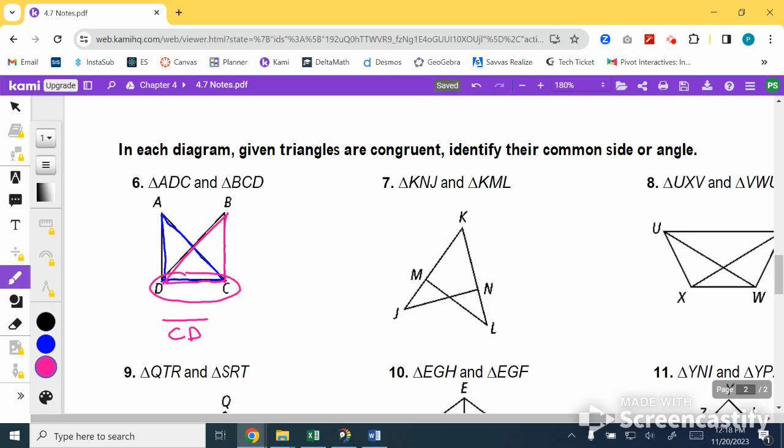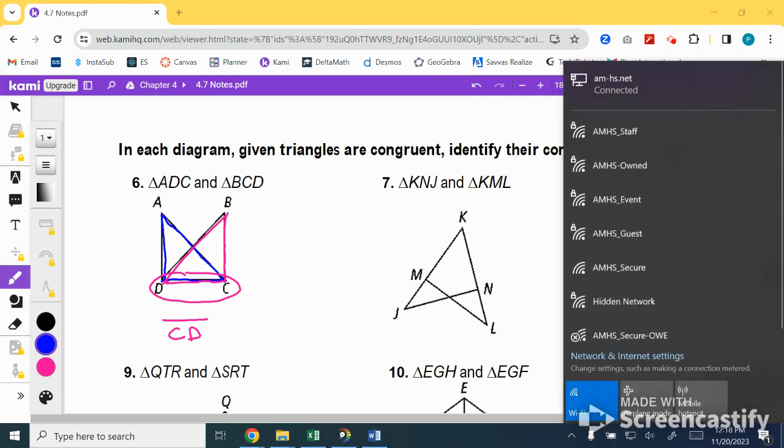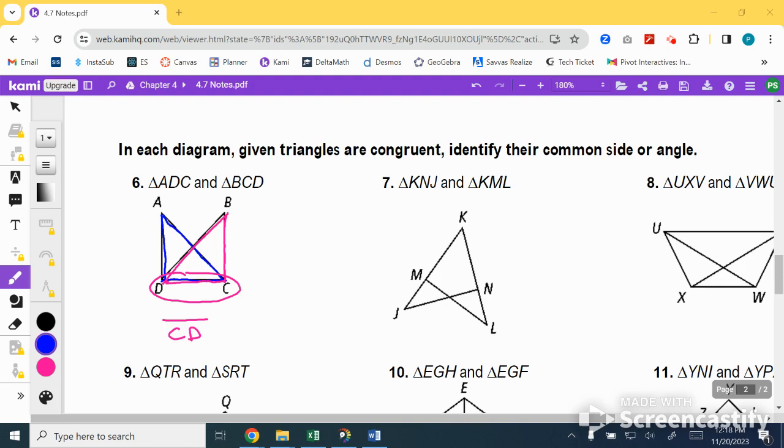Number 7, we got triangle KNJ and triangle KML. So I'll do the first one in blue, KNJ. So I'm going to start at K, stop there at N. I'm going to make a turn. I'm going to go towards J now, and then close it up at K. Now in pink, the second triangle, KML, K to M, and then M to L, and then back up to K.